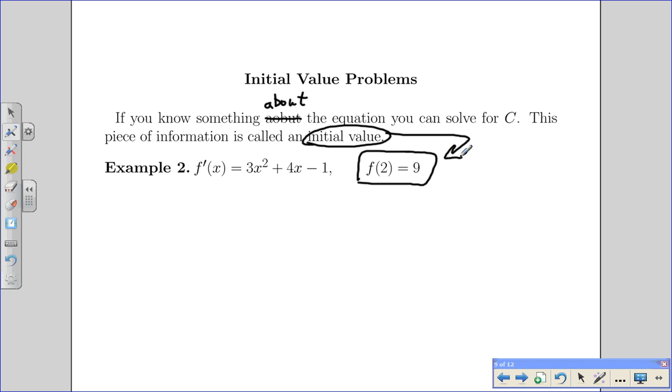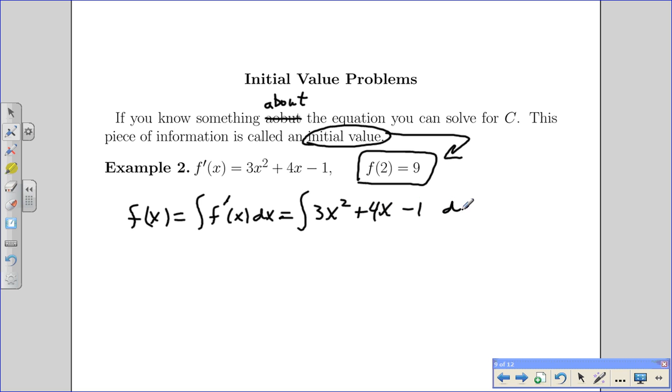So when I'm done integrating f prime to get f, I can find my constant, because I know that when I plug in 2, it all has to add up to be 9. So that would look something like this. So f of x is going to be the integral of f prime of x dx, which is going to be the integral of 3x squared plus 4x minus 1 dx.